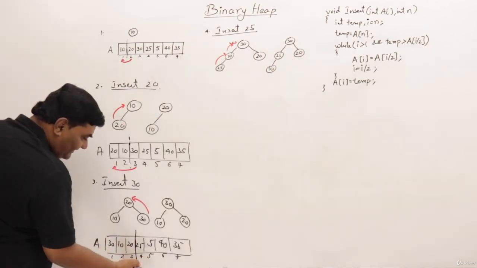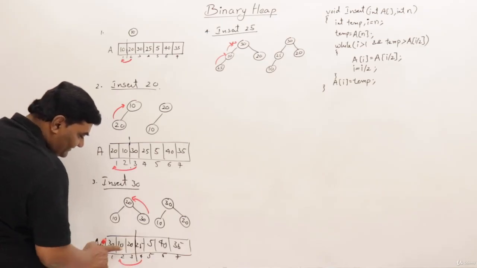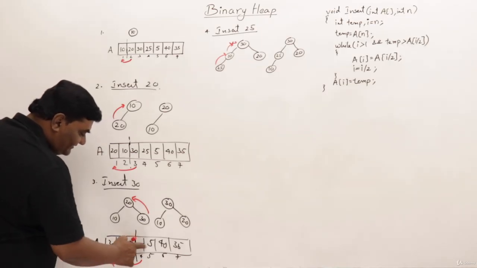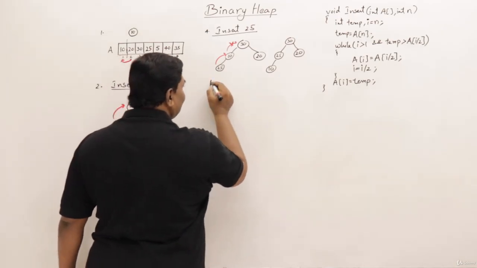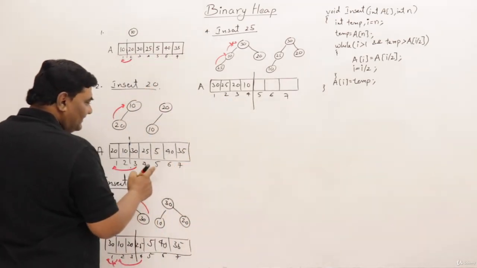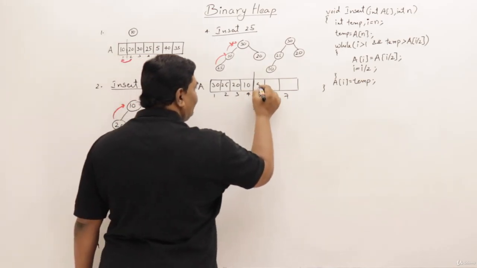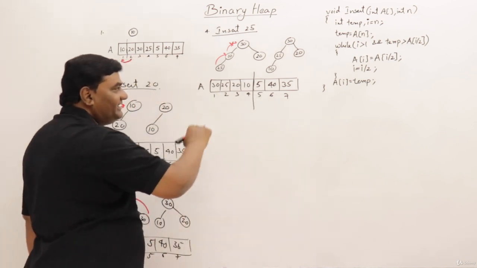How is it done in an array? 25 is index 4, so index 4 is compared with 10. Yes, 25 is greater than 10, so it is swapped. And further, if it is compared, it is not greater than 30. So it is swapped only with 10, and this is the result. So how does the array look now? Till here is the heap, 4 elements are in the heap, and after the 4th element, the remaining elements are 5, 40 and 35. These are yet to be inserted.